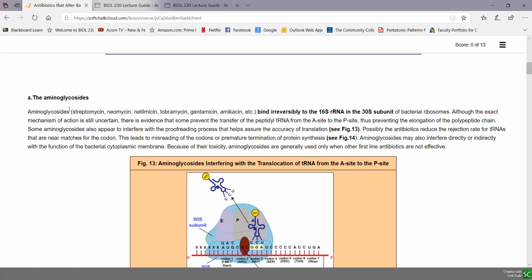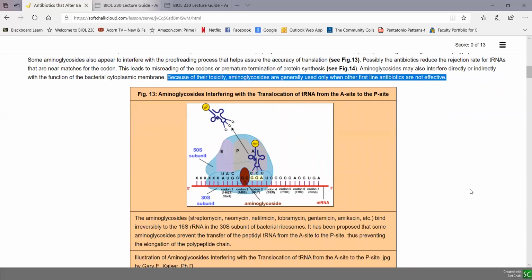The aminoglycosides bind irreversibly to a 16S RNA in the 30S subunit of a bacterial ribosome. And there's a couple theories as to how this works. Now, we should point out that these are pretty toxic antibiotics that can cause more problems in humans than most. They're generally only used when first-line antibiotics are not effective and it's a life-threatening infection. But there's a couple proposed mechanisms that we'll show you in animations.